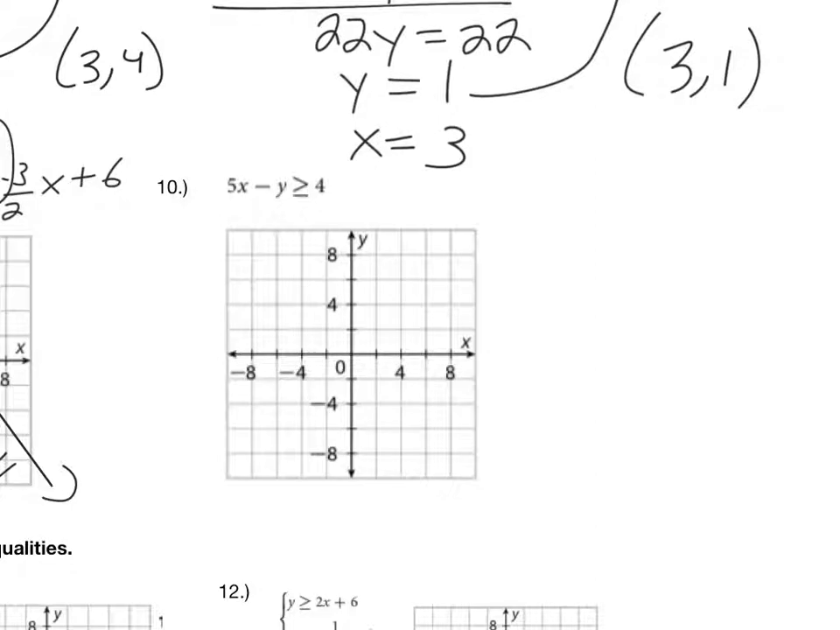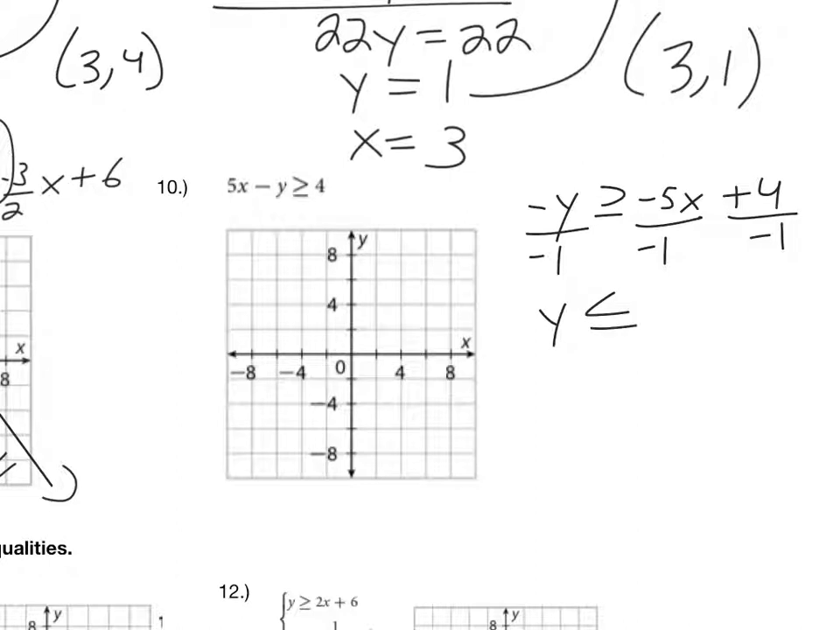Again, I'm going to go ahead and change this to slope-intercept form. So that would be negative y is greater than or equal to negative 5x plus 4. I'm dividing by negative 1 here, so I need to flip the inequality symbol. And it would be y is less than or equal to positive 5x minus 4. So my y-intercept is going to be negative 4, right? And then my slope, I'm going to rise 5, go to the right 1. Okay?